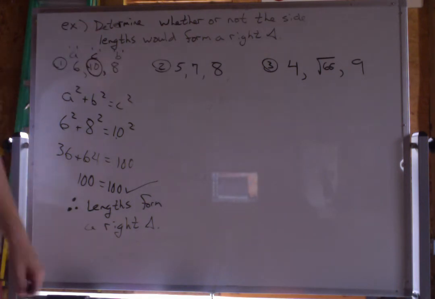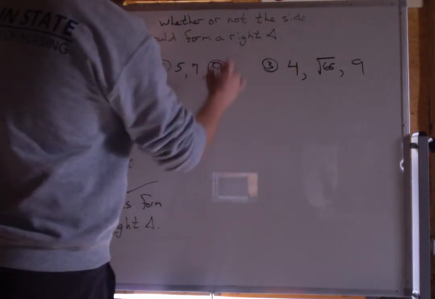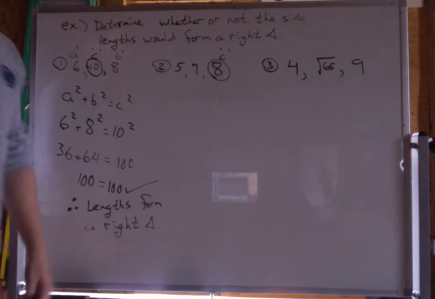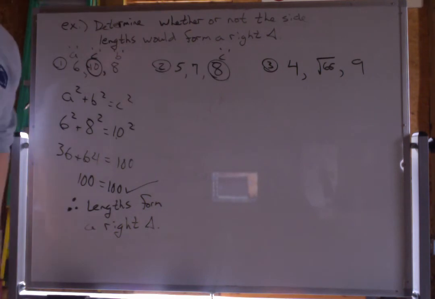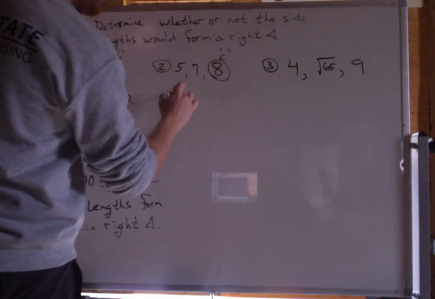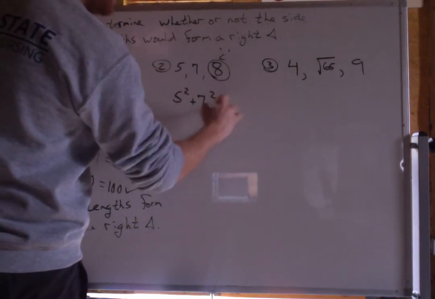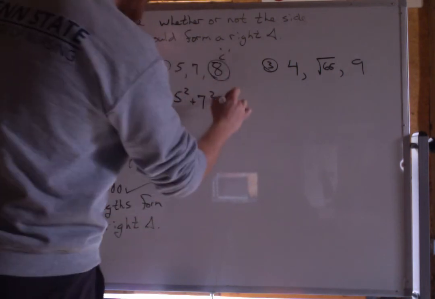See if you can try the same thing. I'd recommend go ahead and pause. See if you get the same result I do after I fill it in. Number 2 here. So again, identify the longest side. It's going to be 8 between 5, 7, and 8. And once again, all I'm going to do is plug in my two shorter sides, 5 squared plus 7 squared, and set that equal to 8 squared.